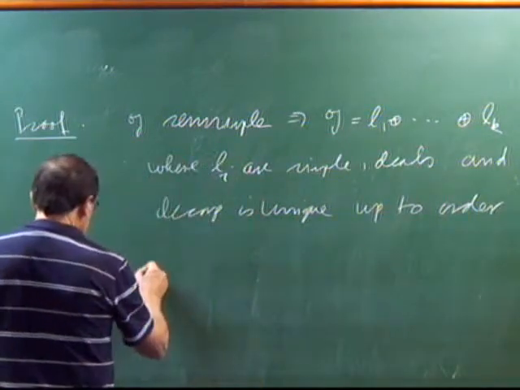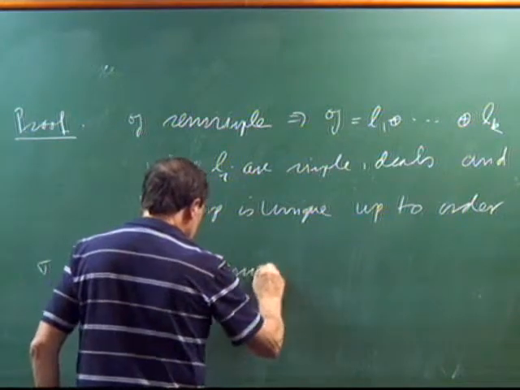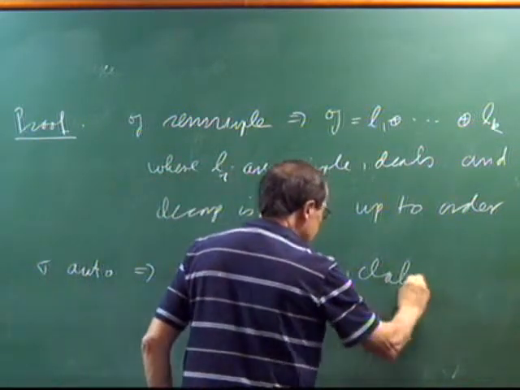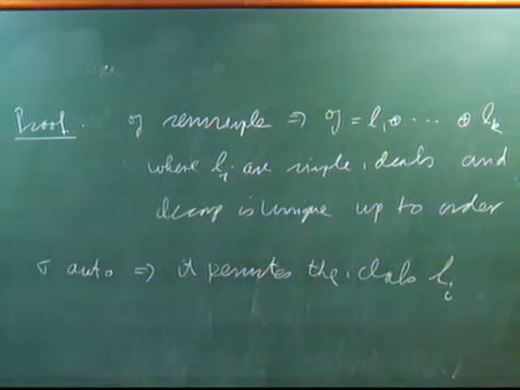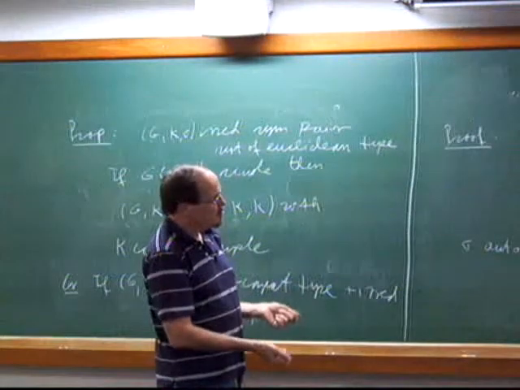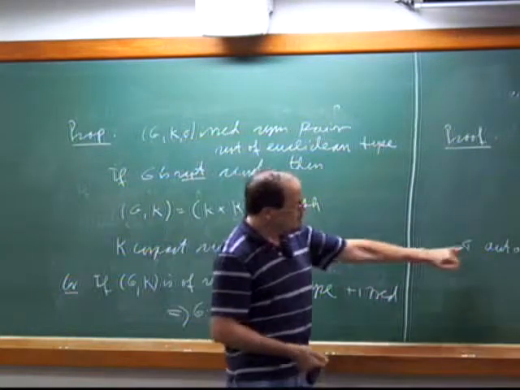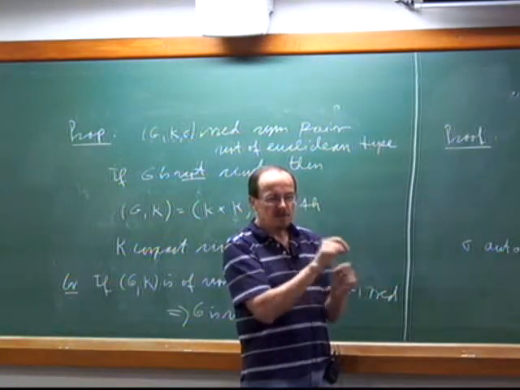So sigma is an automorphism. This implies that it permutes the ideals Li. Because there are now two possibilities. It can fix some of them, some it can preserve, and others it can take somewhere else. But since it's an involution, it would have to switch the two. Right? Either it switches two or it preserves it.